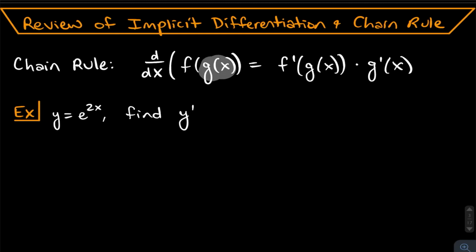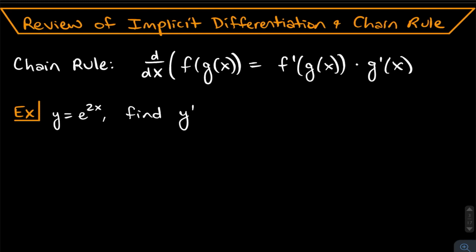And so that g of x would be 2x. But when you have to take the derivative of a f of g of x, right, of a function inside a function, you take the derivative of the outer function, leaving whatever's inside alone, right? You leave the 2x alone. And then you multiply by the derivative of the inside function. You take the derivative of the 2x and multiply it on the outside.